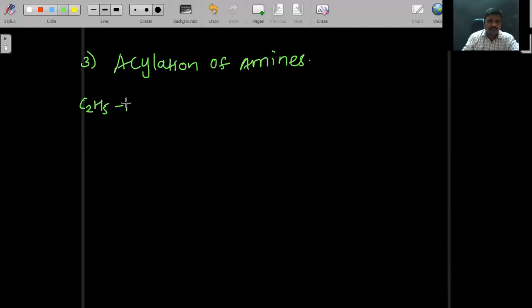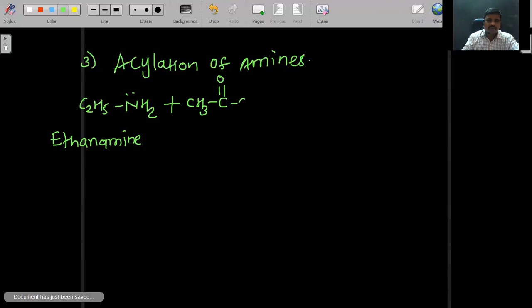C2H5-NH2. The name of this compound is ethanamine. This ethanamine is a primary amine. It reacts with acyl chloride, that is CH3-C double bond O-Cl. This chlorine carries delta minus and the carbon carries delta plus. So the lone pair now attacks this carbon and the carbon-chlorine bond is ruptured.